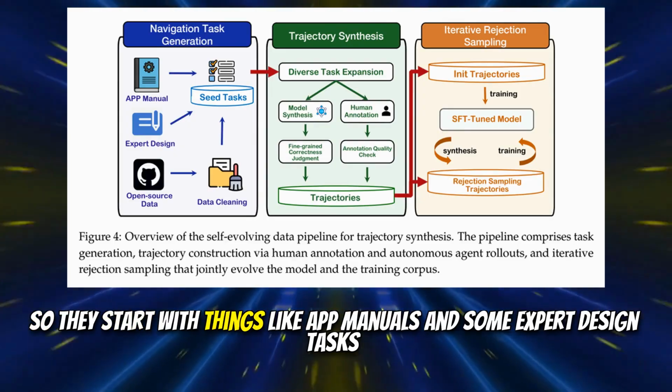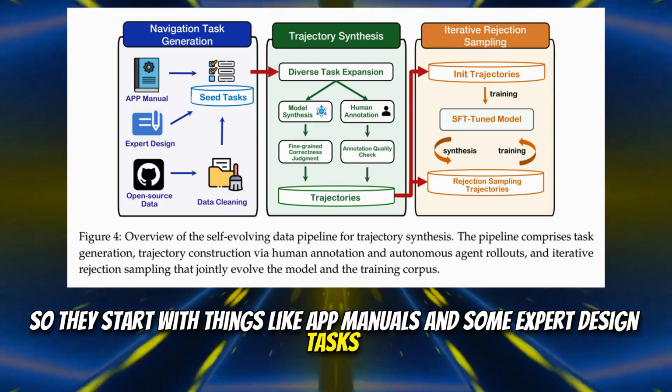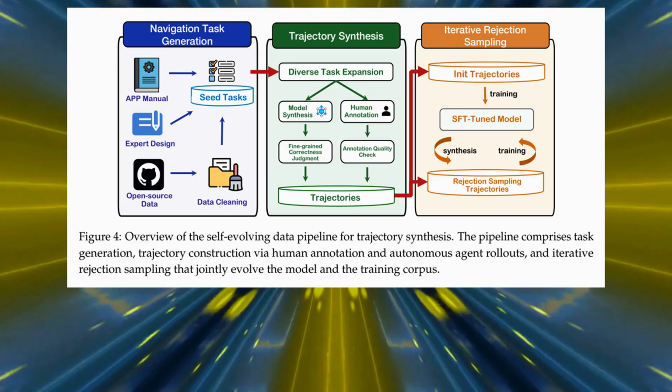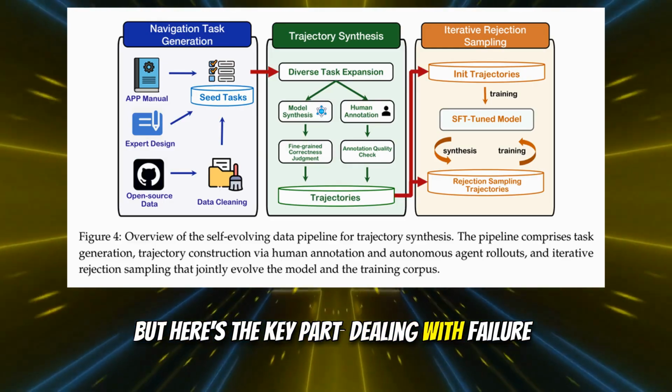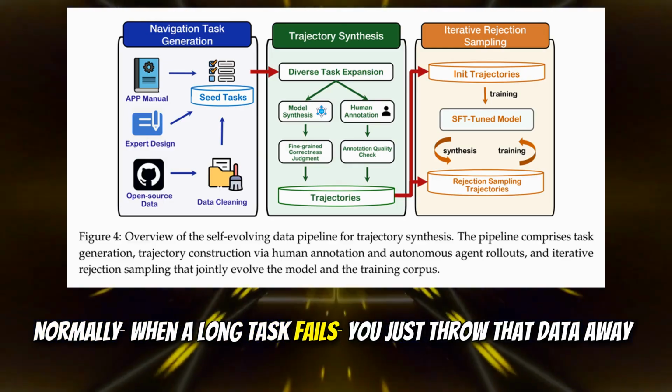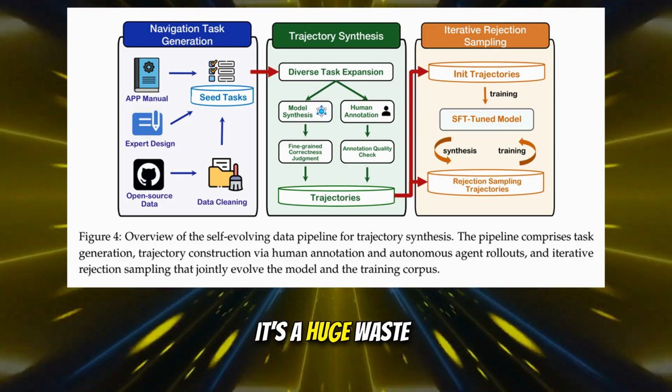Yeah, so they start with things like app manuals and some expert design tasks. The agent tries to perform them. But here's the key part, dealing with failure. Normally when a long task fails, you just throw that data away. It's a huge waste. It is.